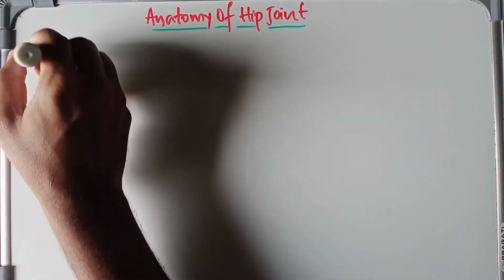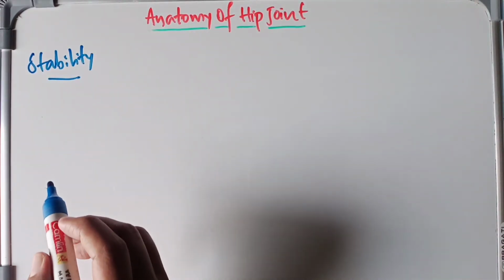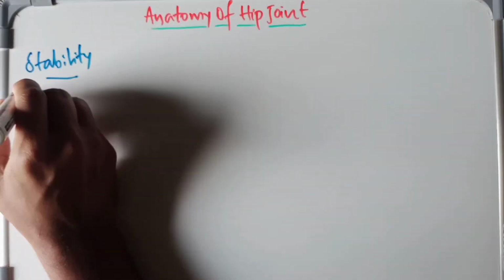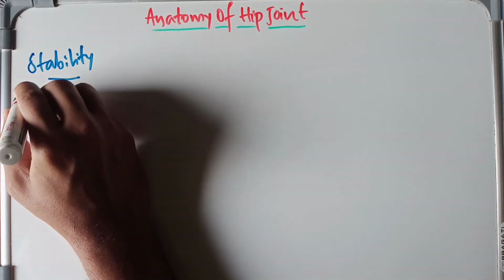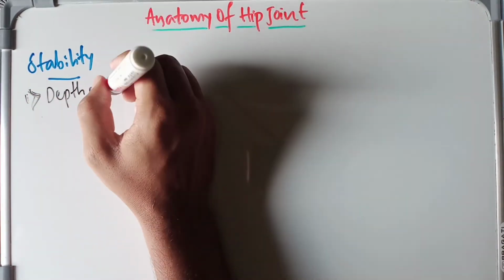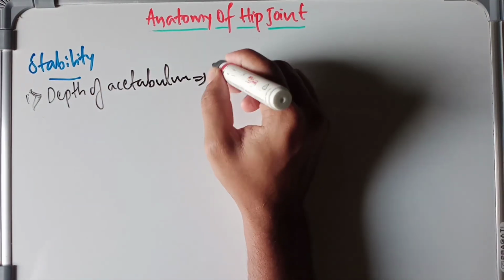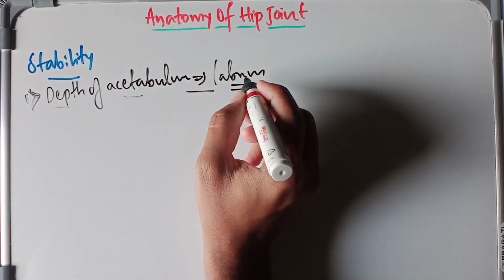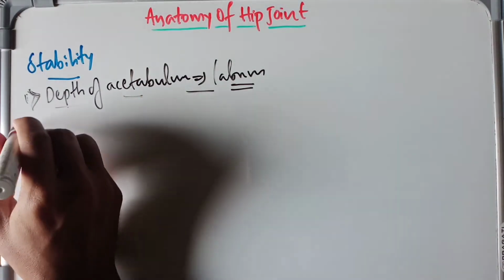So the next discussion topic is about the stability of the hip joint. We are going to discuss the different structures that help in the stability of the hip joint. This stability is firstly provided by the depth of the acetabulum and its narrow structure, as well as its deepening by the acetabular labrum. The acetabular labrum deepens it still more, and this helps in grasping the head of the femur and makes it stable.